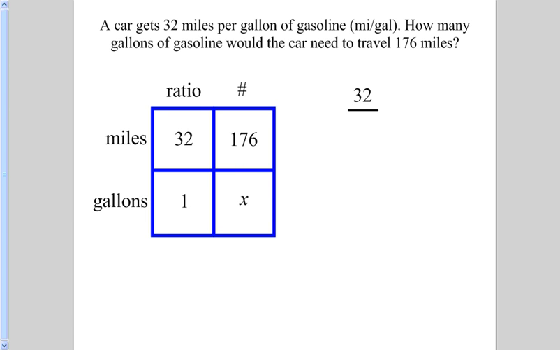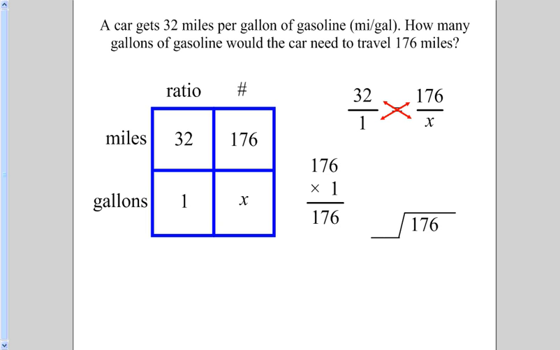So 32 over 1 equals 176 over x. And we can use cross multiplication to solve this. And it's really quite easy since we already have the unit rate. We're going to be multiplying 1 times 176 and then dividing by 32. Any number times 1 is going to be that number. So 1 times 176 is 176.